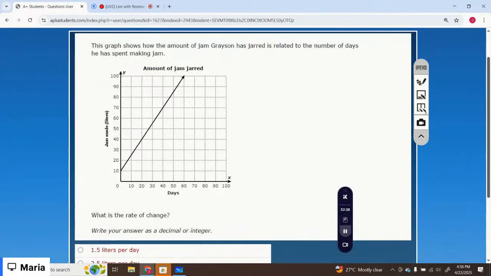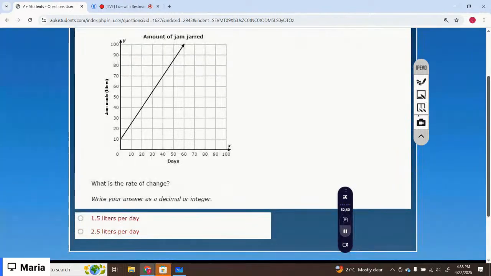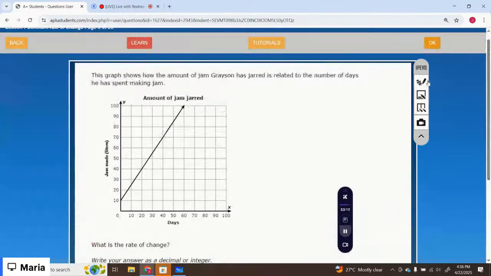This graph shows how the amount of jam Jason has jarred is related to the number of days he has spent making jam. What is the rate of change? That is 1.5 liters per day. 1, 2, 3, 3 over 2, so that is 1.5 liters per day. Option number one is the correct option.